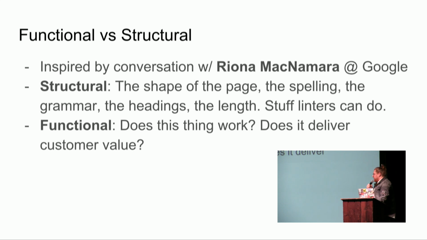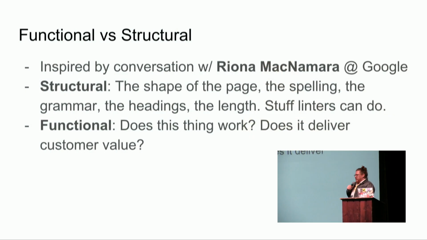So functional, what is functional doc testing? We talk a lot about testing. We talk a lot about metrics. A lot of times when we're talking about metrics, we're talking about structural metrics or activity metrics, engagement metrics, things like that. I care more about how functional my docs are. Are they getting done what I want to get done?